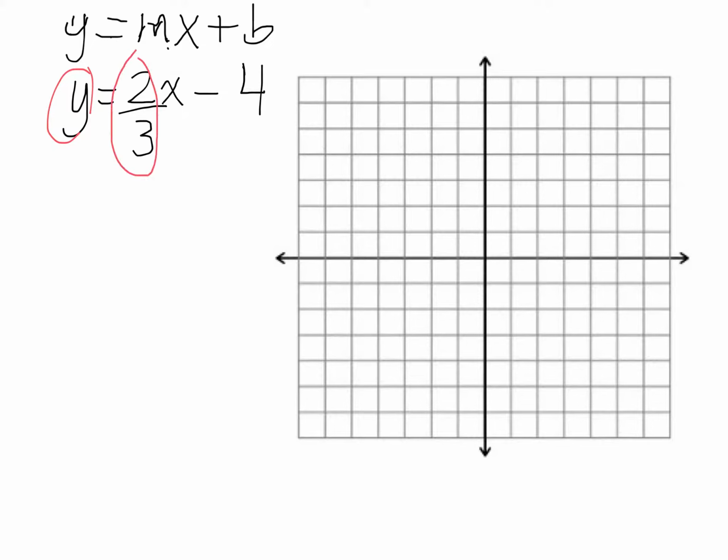2 over 3. So we know that, you can write this down, the slope is equal to 2 over 3. That means the line will rise by 2, and it has a run of 3.